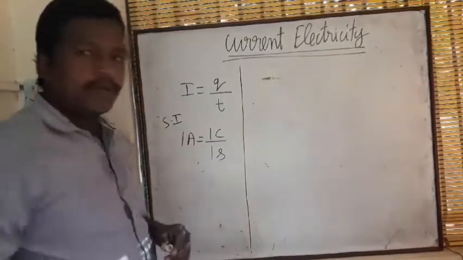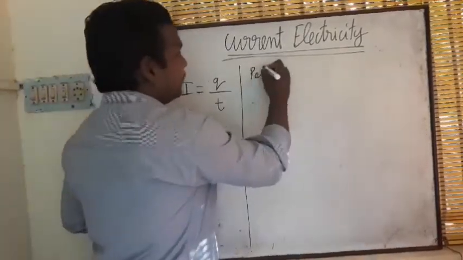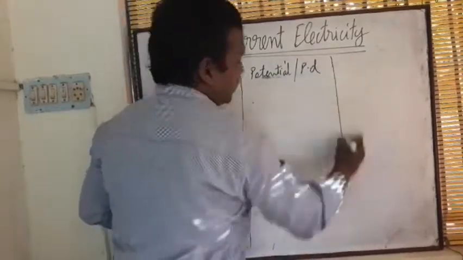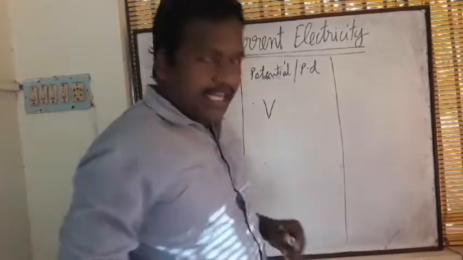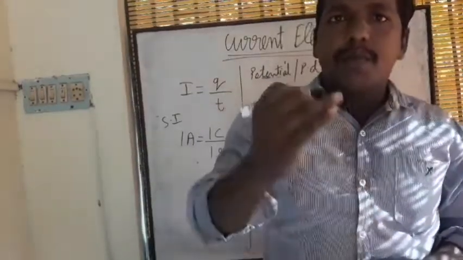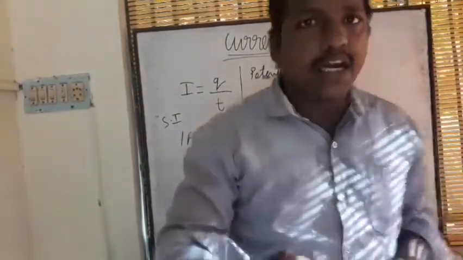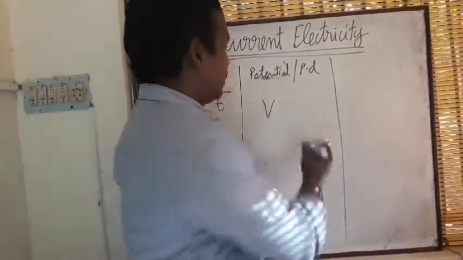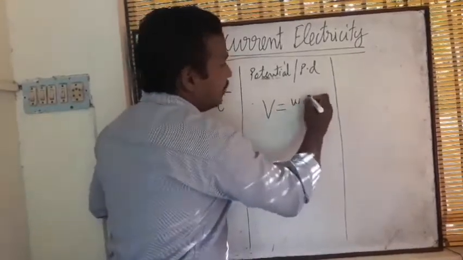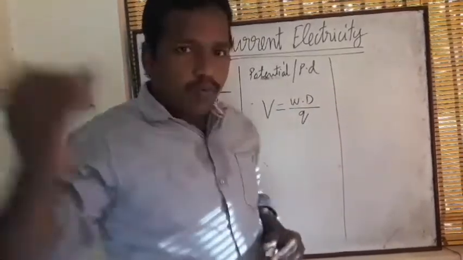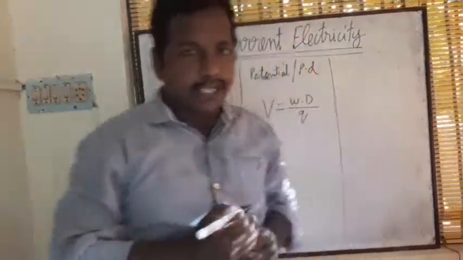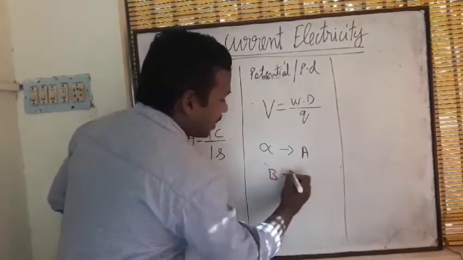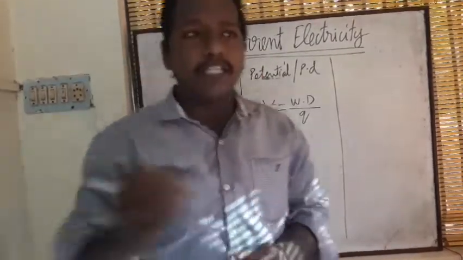The other thing is potential difference, or voltage. Potential is defined as the work done in bringing a unit positive charge from infinity to one point. From infinity to one point, we call it potential. From one point to another point, we call it potential difference.